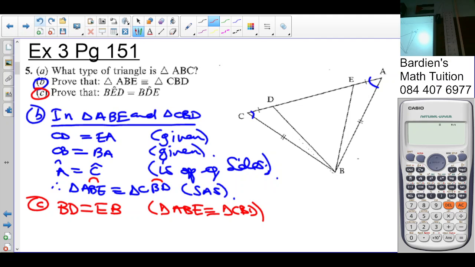Can you see that? So now since these lengths are equal, therefore angle DEB is equal to angle BDE or EDB. Why? Because it's angles opposite equal sides. And there we go. Okay?